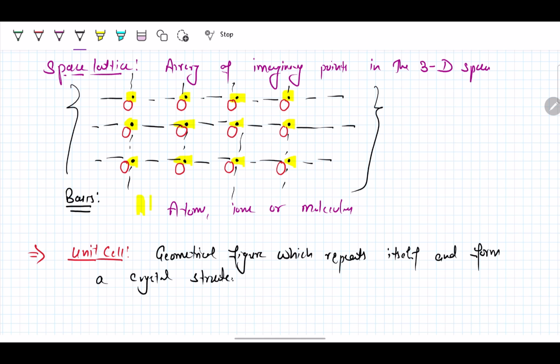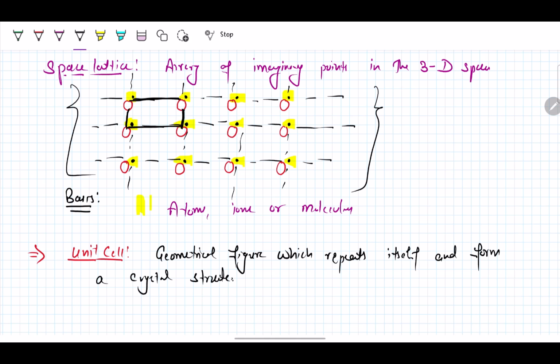We have a unit cell. How to make the smallest geometrical figure? I'm going to combine these two atoms, because there is no atom in between these two atoms, right? I'm also going to combine these two atoms, these two and these two as well. There is a formation of the smallest geometrical figure.